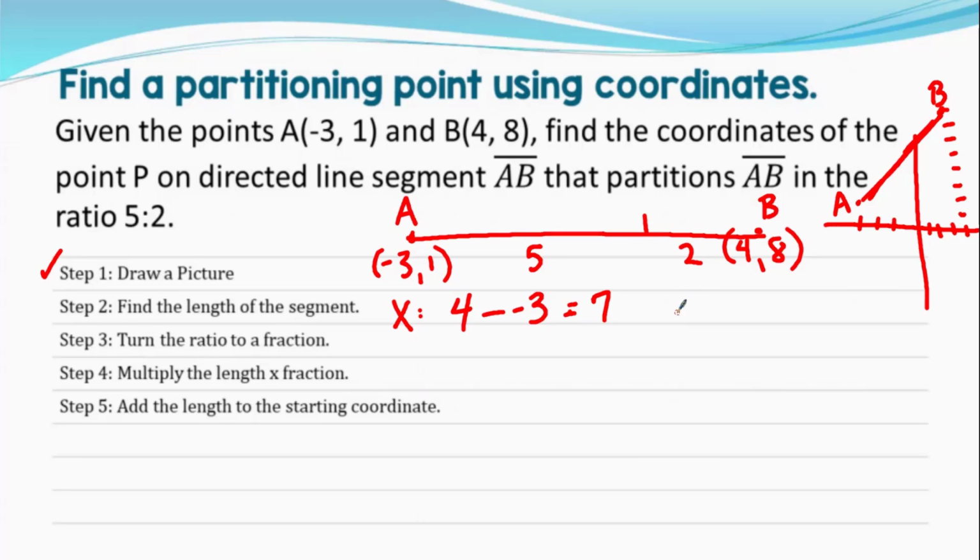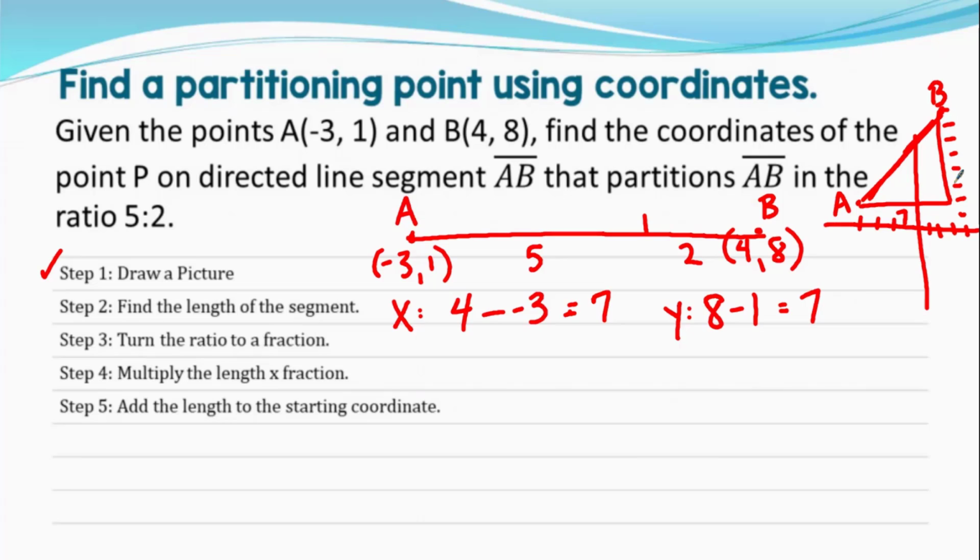Now on this particular problem, the y is going to be the same length. So we went from 1 to 8, so I'm going to calculate 8 minus 1, and that's going to give me 7. Okay, so we traveled 7 in the x direction and 7 in the y direction.